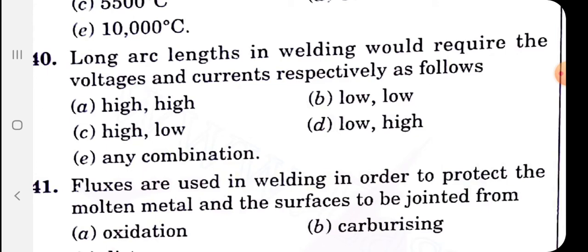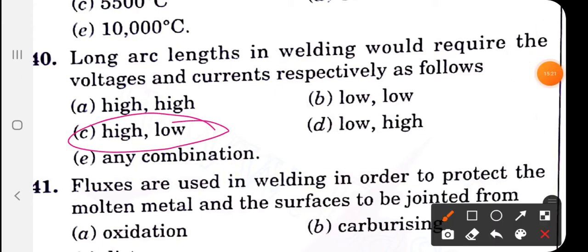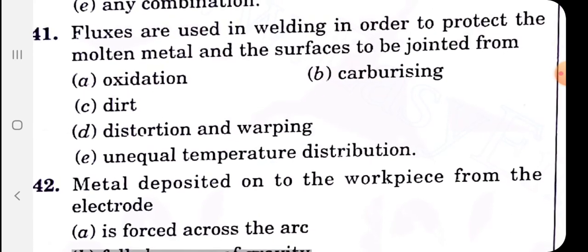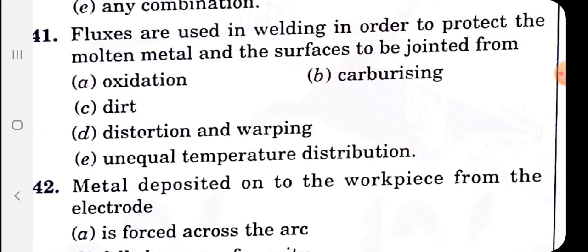Long arc length in welding would require the voltage and current respectively as follows. That is 40 is C. Here voltage is high. Whenever voltage is high, the power is high, so the arc will go to more distance, and current will be low. Always one should be high and one should be low. So here we keep voltage high and current low, then only the long arc length will be obtained. Fixtures are used in welding in order to protect the molten metal and the surface to be joined from.